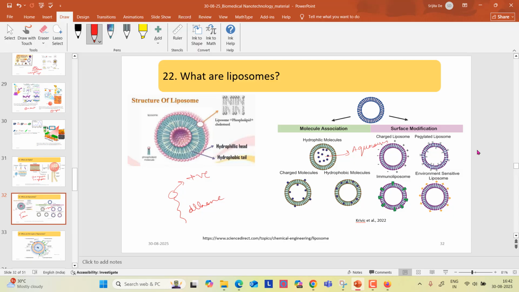Liposomes can be modified, so they can be made charged liposome, pegylated liposome. Pegylated liposome means neutral liposome. Okay, so here you can see these are charged liposomes. And here they are neutral, means zero charge. Okay. These are immunoliposomes and these are environment sensitive liposomes.